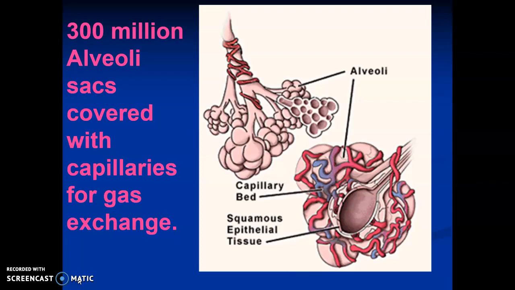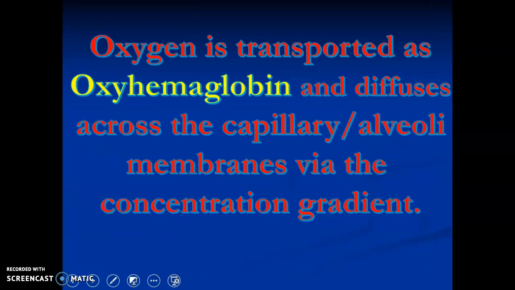So it goes against a concentration gradient from higher to lower concentrations of oxygen and carbon dioxide. Now, carbon dioxide, remember, is carried as carbonic acid, mainly in the plasma, but oxygen binds to the iron in the hemoglobin, and when it does this, it's called oxyhemoglobin and diffuses across the capillary alveoli membranes.